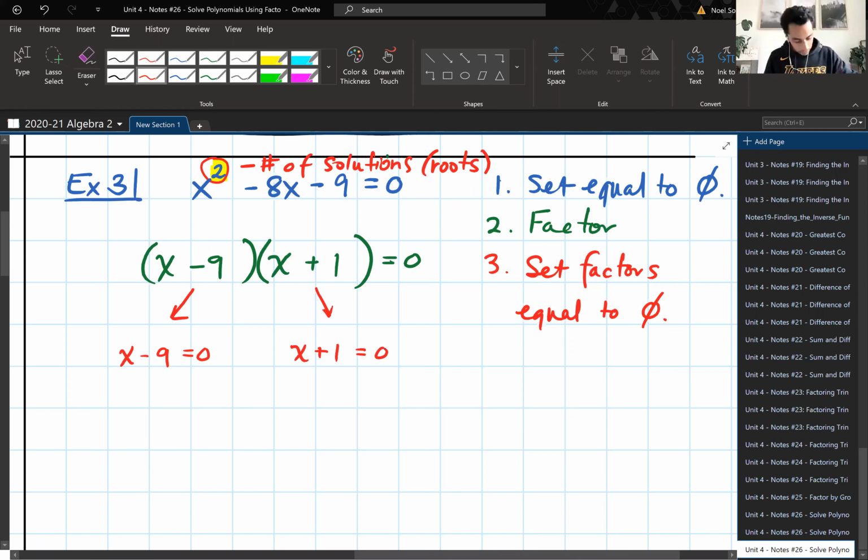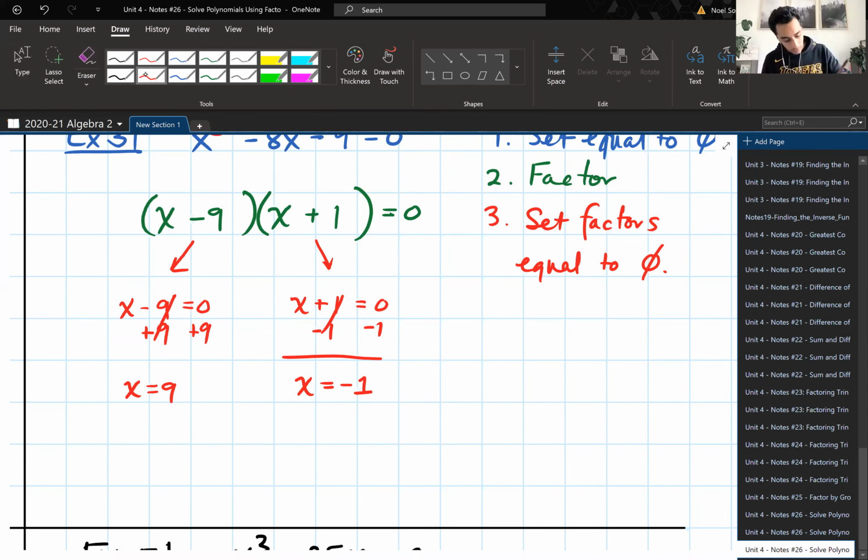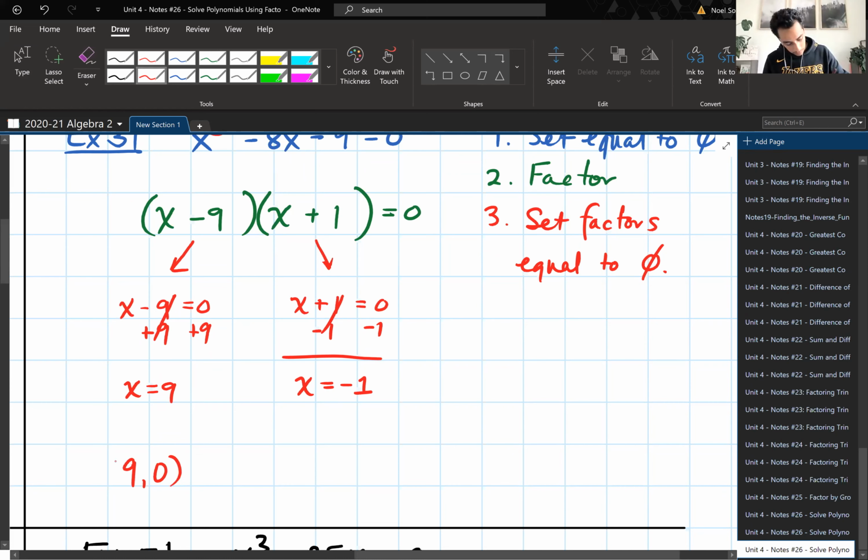These are pretty easy to solve, right? We just add 9 to both sides. X equals 9. That'll be the location for one of the intercepts. Subtract 1. X equals -1. Okay, remember that these are intercepts. A lot of times I get students who just box the answers, they just box the X. This needs to be written as an intercept. So 9, 0 and -1, 0.